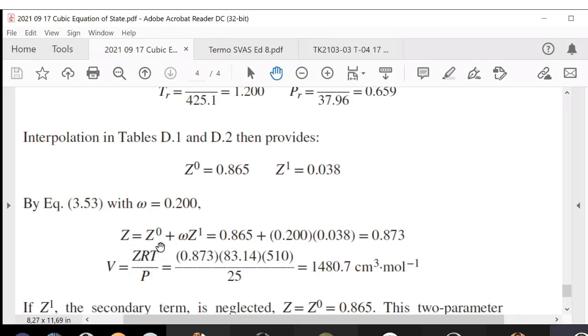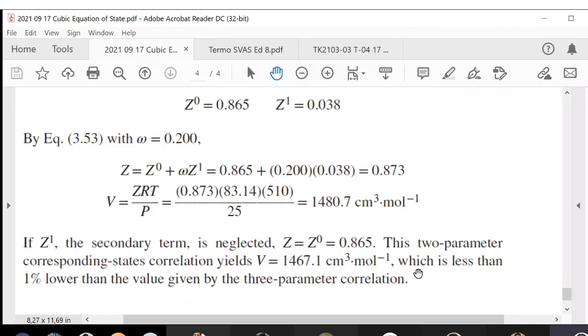Remember that temperature was known, pressure was known, we need to calculate the volume. So you just put ZRT over P, enter the values, and you get the volume, approximately 1481 cubic centimeter per mole. Okay, up to this point, are there any questions?